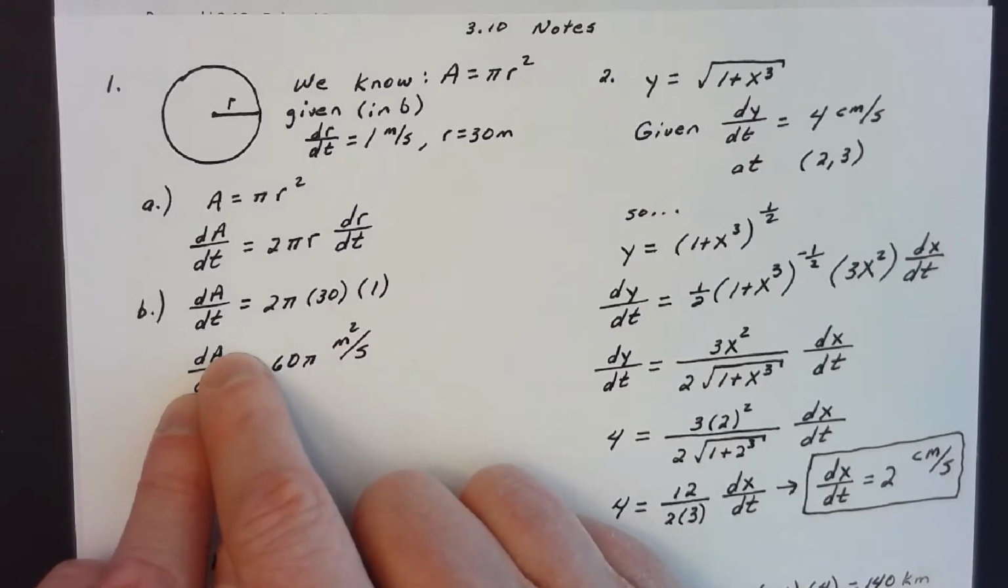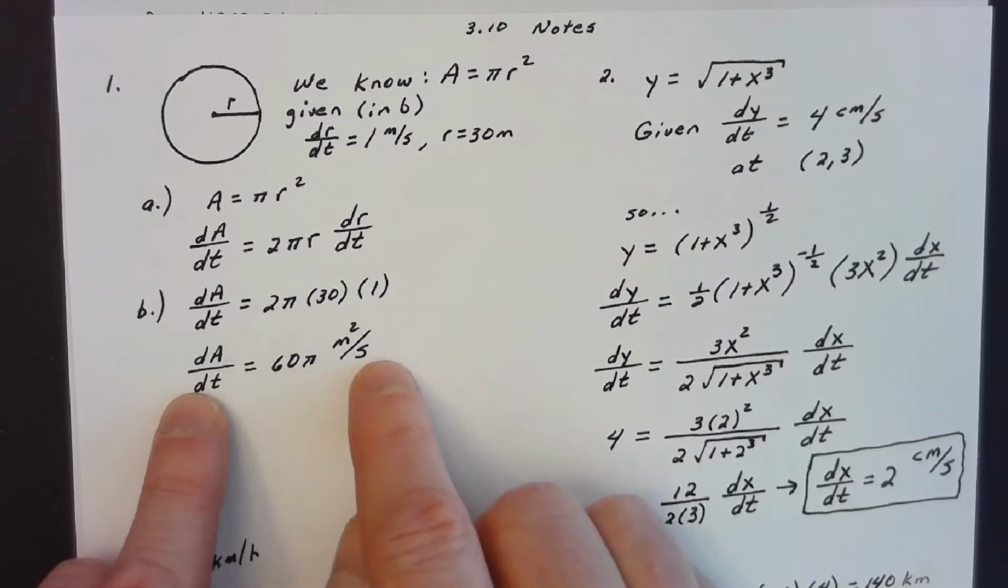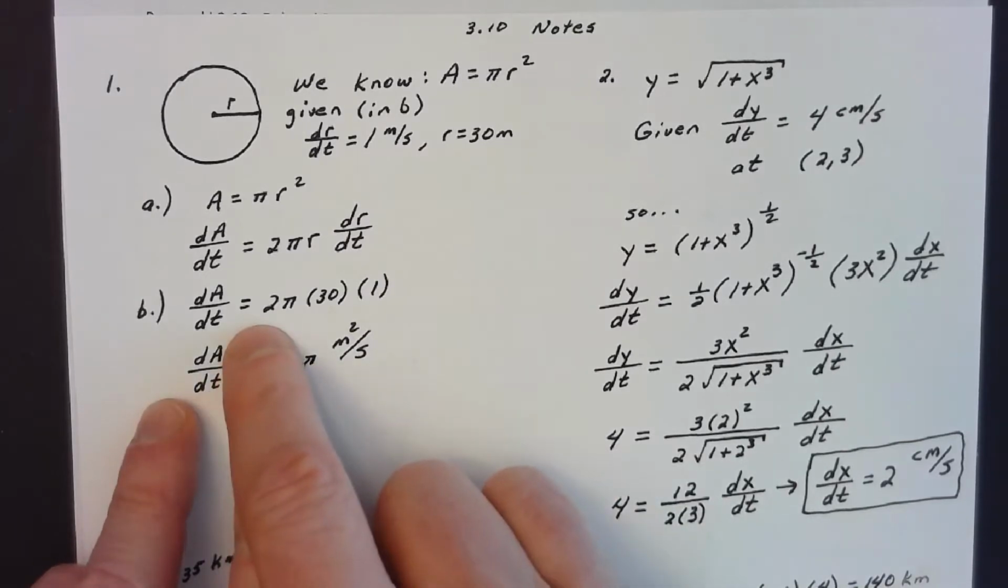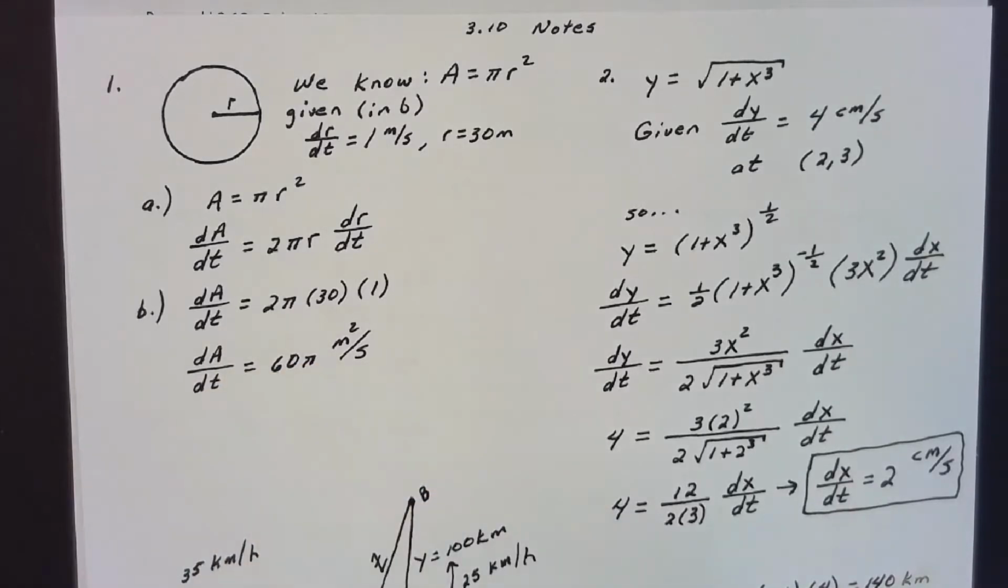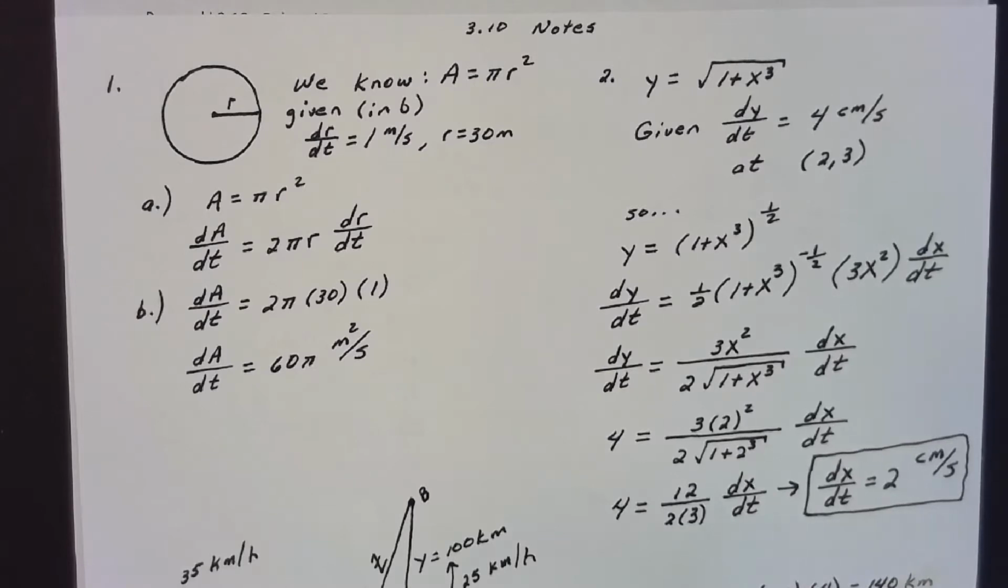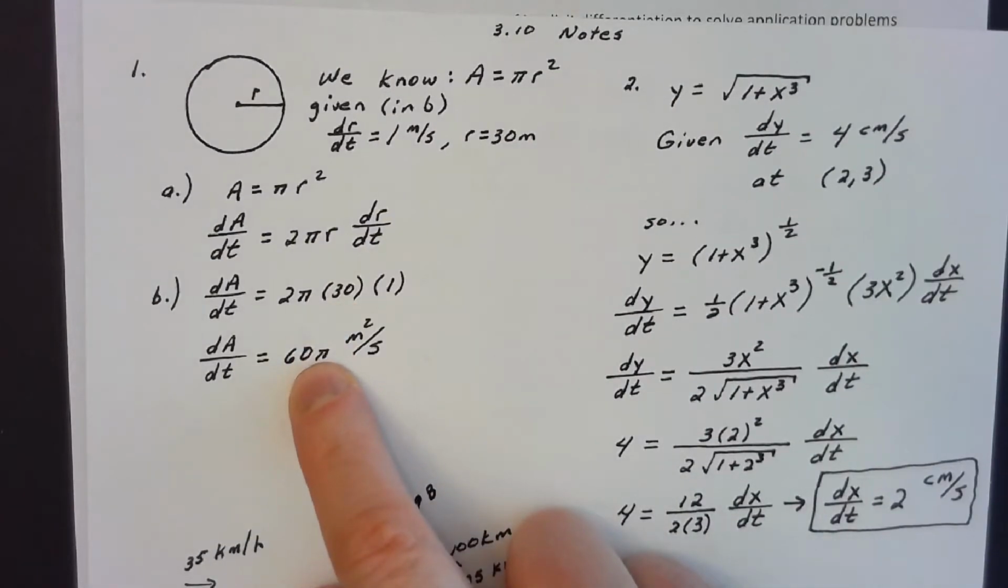Every second, the area of the oil spill is going to increase by 60π square meters per second, that's the change in area over the change in time. So this gives us our instantaneous rate of change of our area at the specific instant in time when the radius of the oil spill is 30 meters. It's not going to be relevant for other points in time, but when the radius is 30 meters, that is the instantaneous rate of change of the area at that instant.